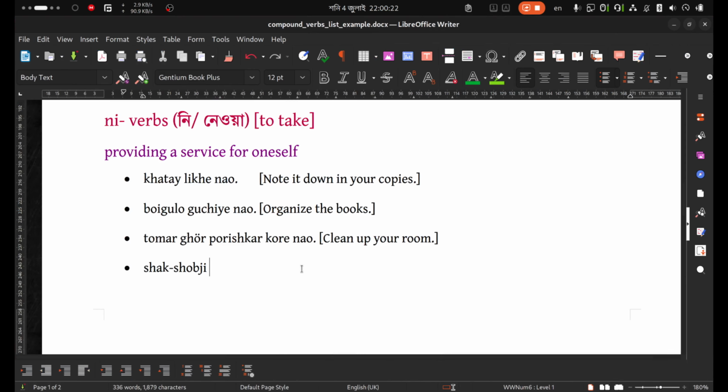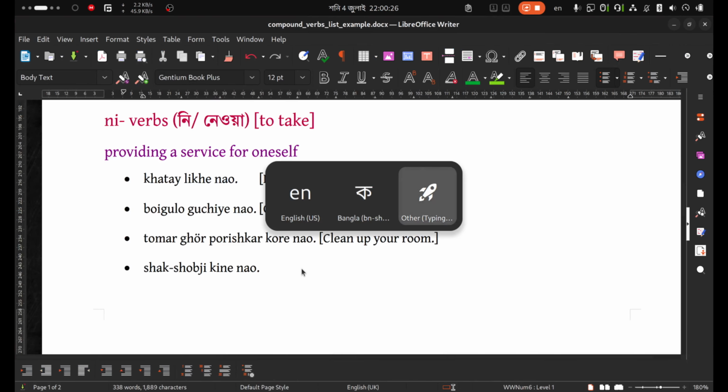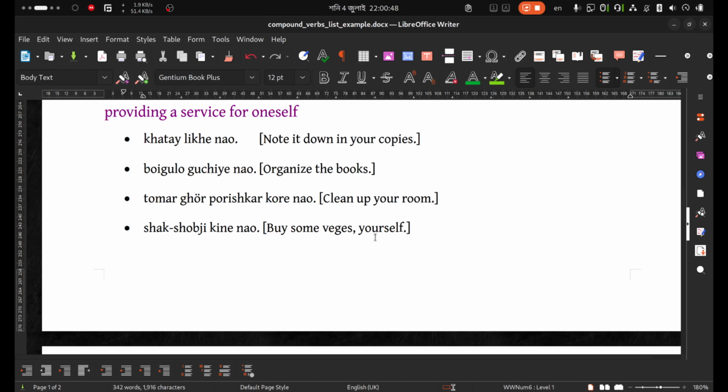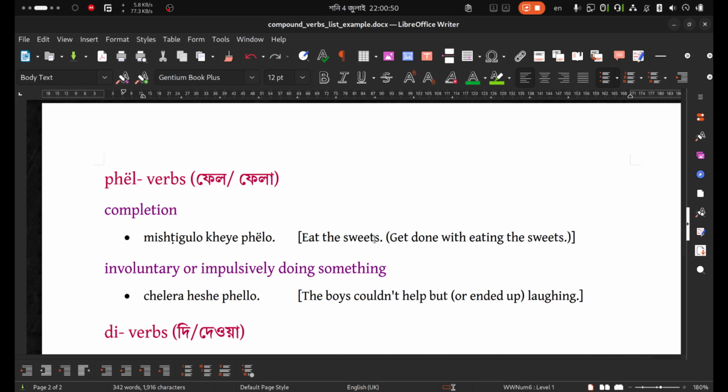Okay, so shak shobji kine nao, buy some veggies for yourself. Shak shobji kine nao. Very good. Okay. Let's move on to the next verb.